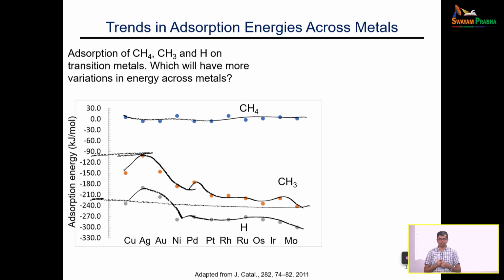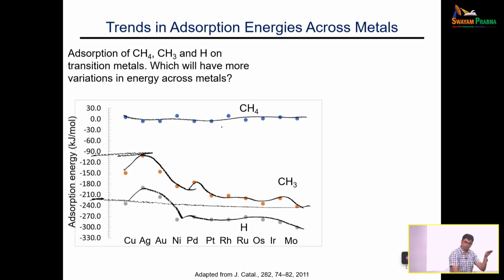Why do we see this difference? No, I'm asking why this is almost a flat line, and why there is a big variation in this one. I'm not talking of individual metals. Why do you see a variation in one case versus in the other you don't? CH4 is a molecule and these are dissociated forms. It's close to 0. So what is the nature of adsorption?